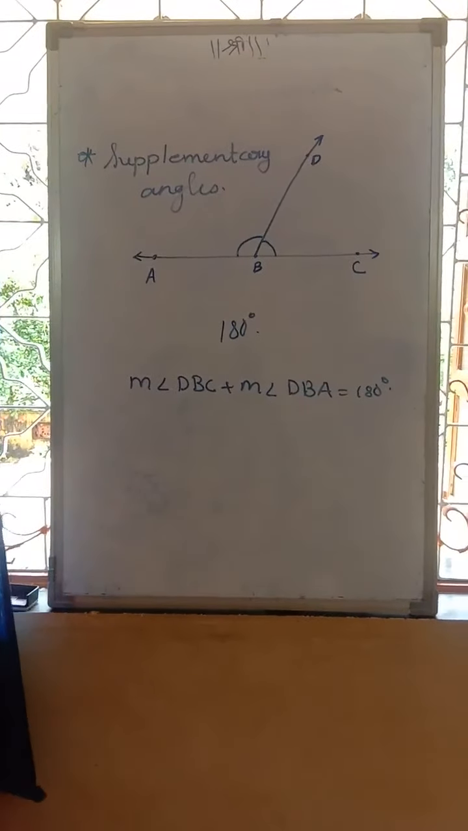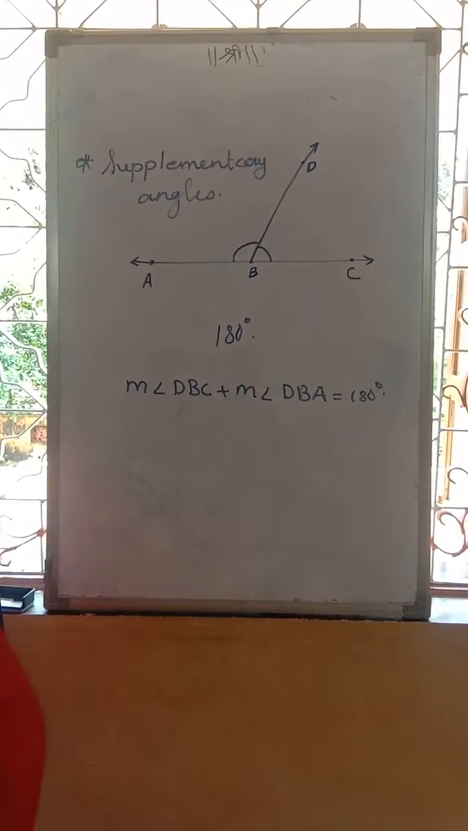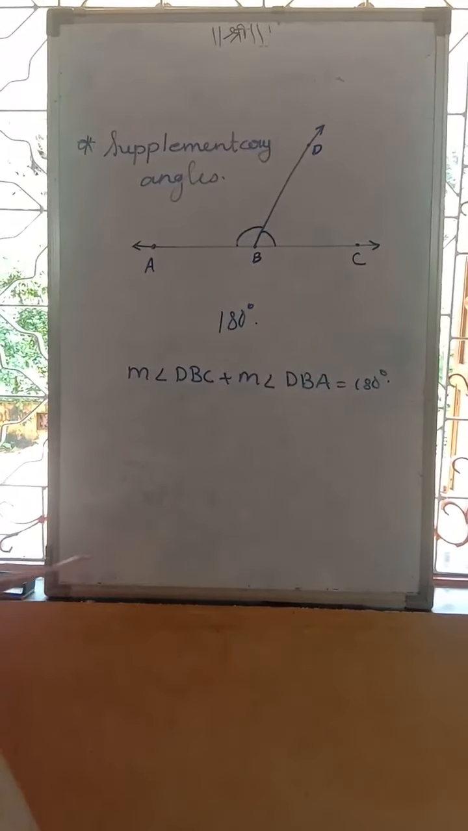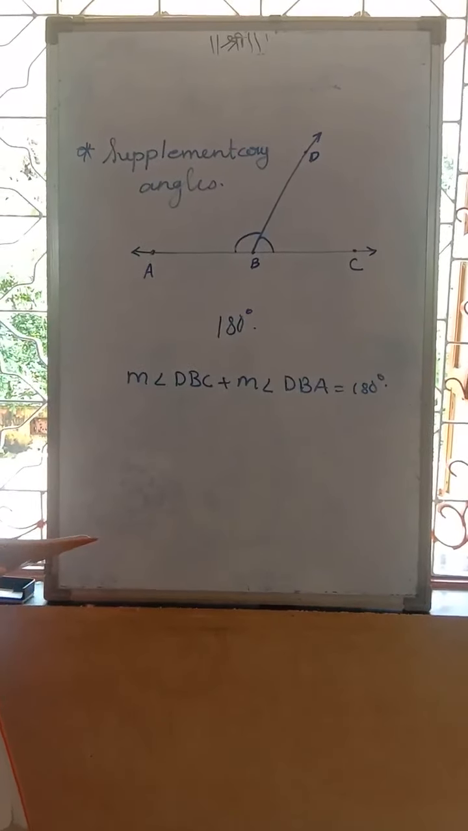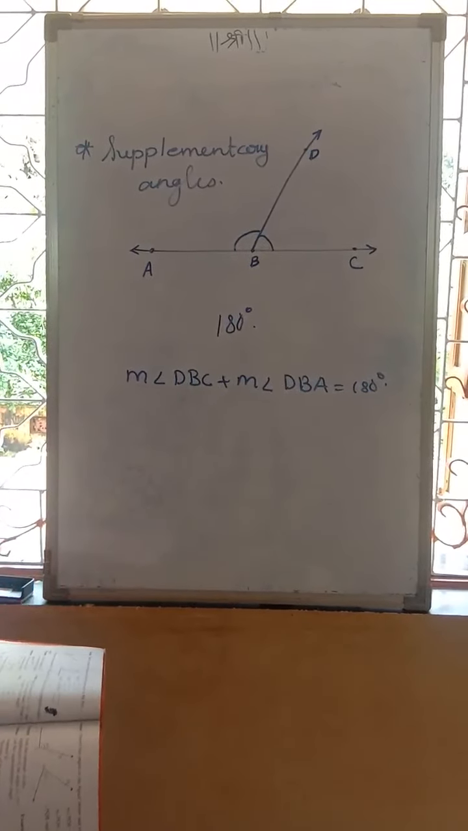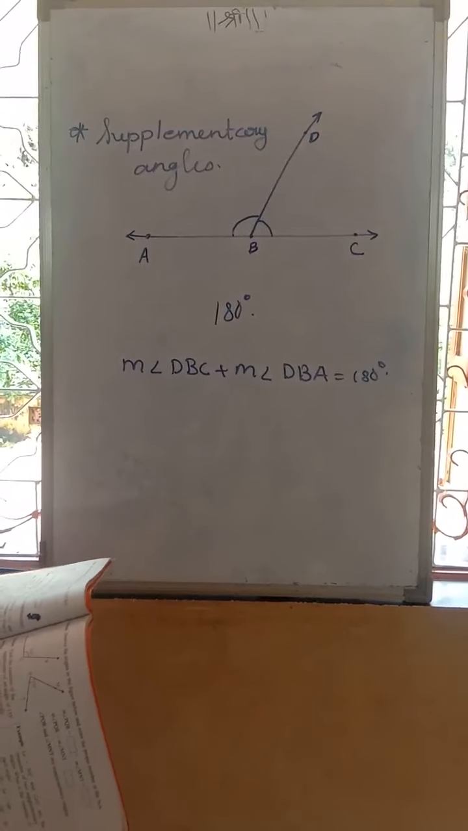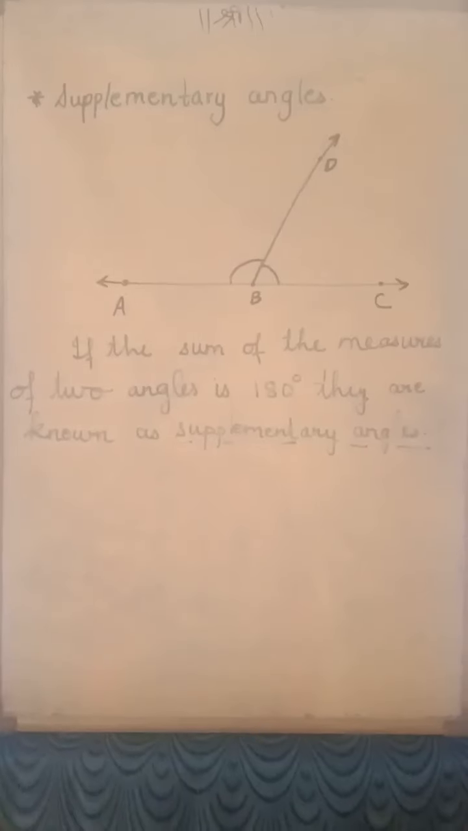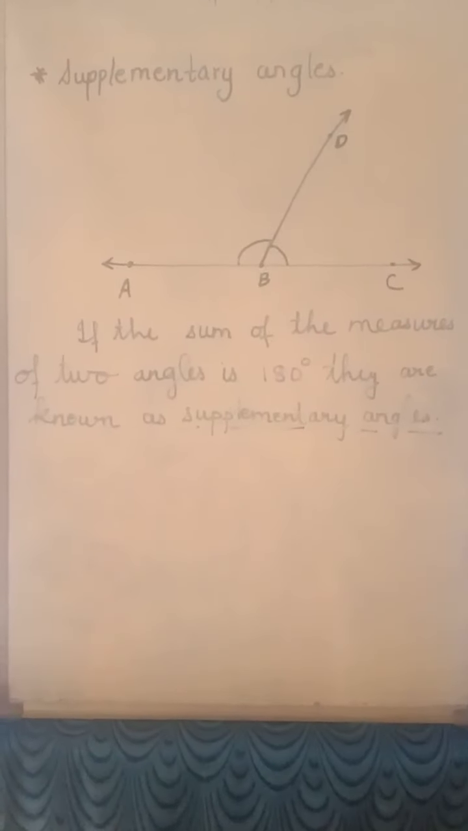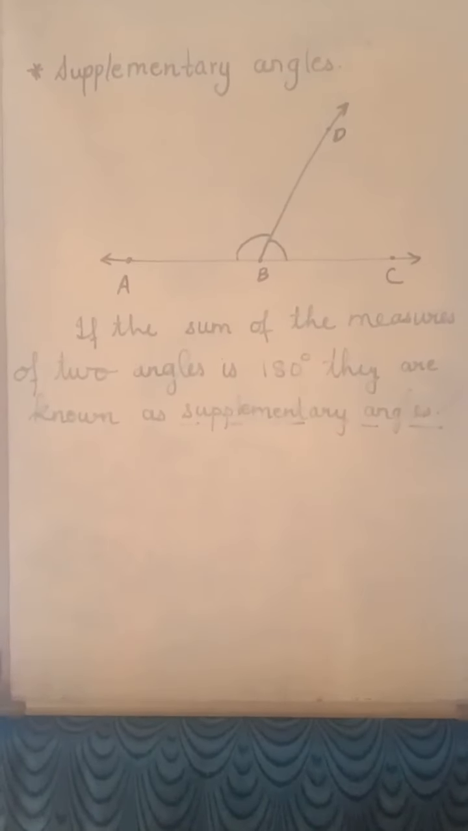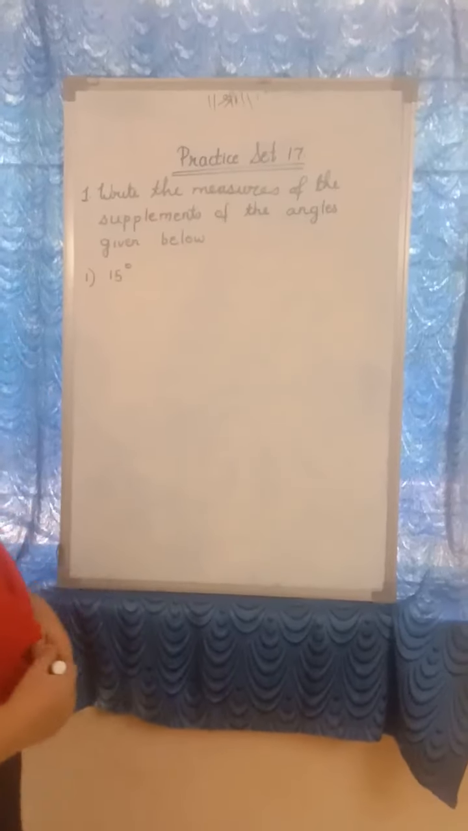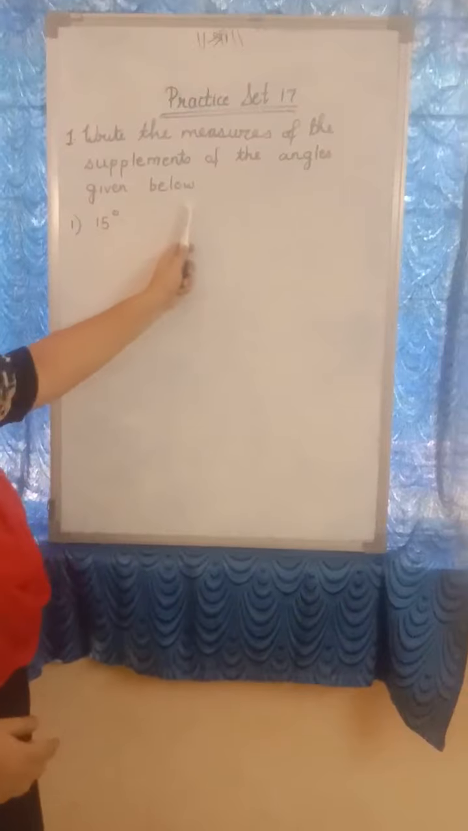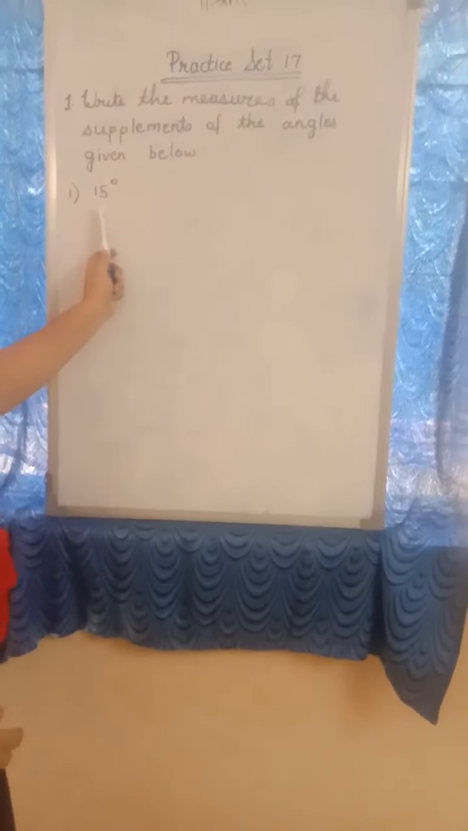So there is a short exercise, we have to solve the sums on page number 26 and page number 27 in your textbook. Use a protractor, measure the angles, add the angles and write down the answers in the blue box. Now write down the notes about supplementary angles. Set 17. Write the measures of the supplements of the angles given below. Means 15 degrees is one angle.